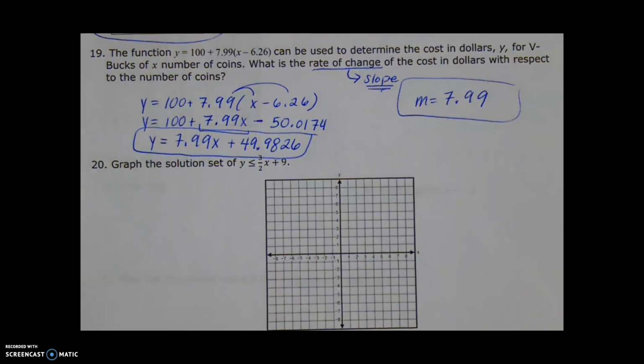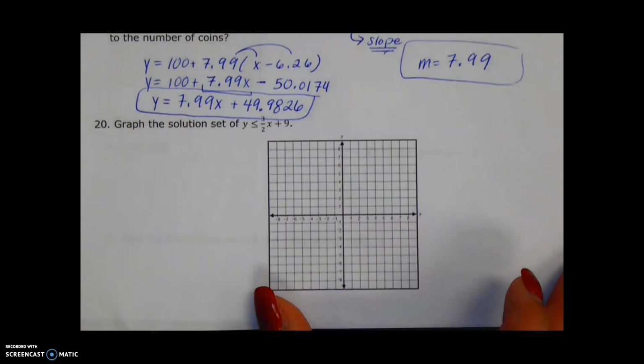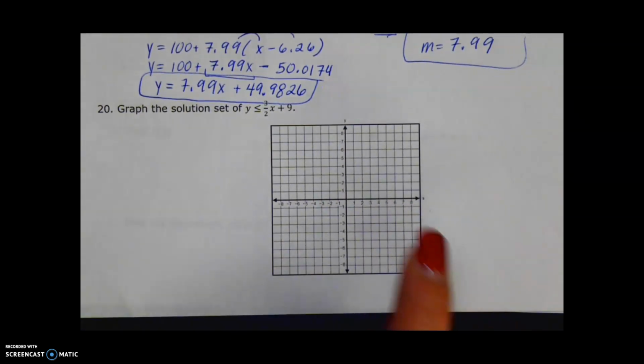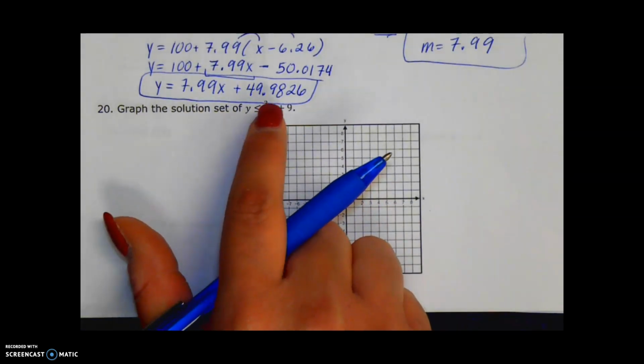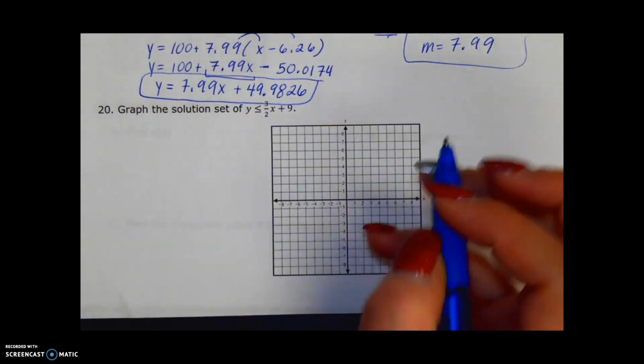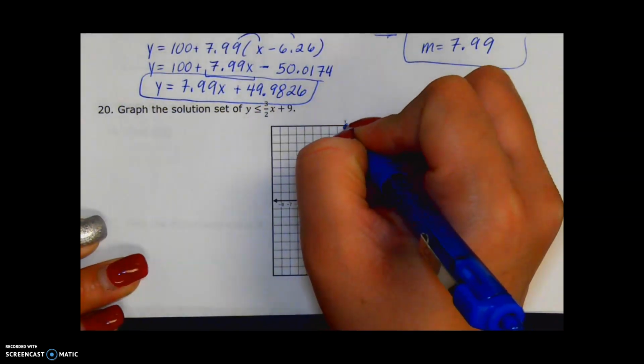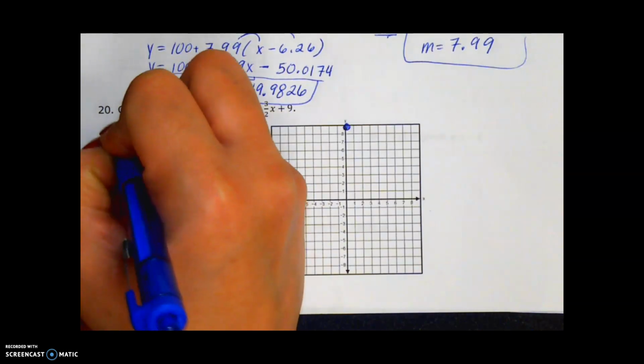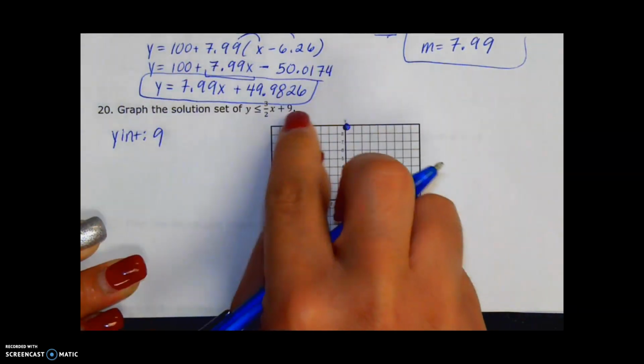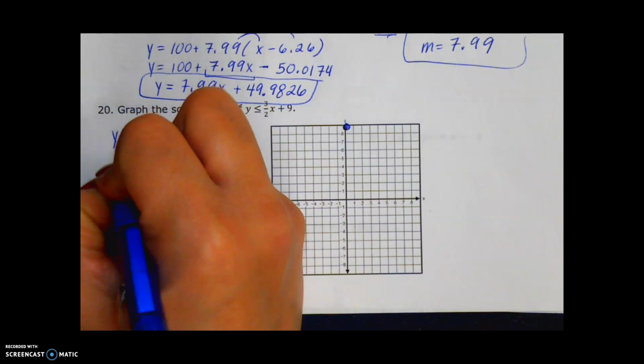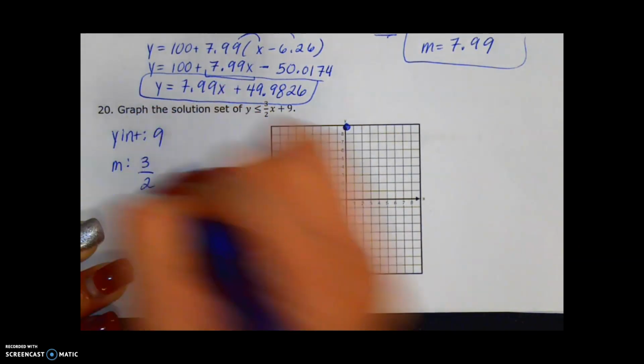Okay, that's number 19. Number 20, it says graph the solution set for y is less than or equal to 3 halves x plus 9. Always start with your y-intercept. Our y-intercept here is positive 9. And then our slope is going to be 3 over 2.